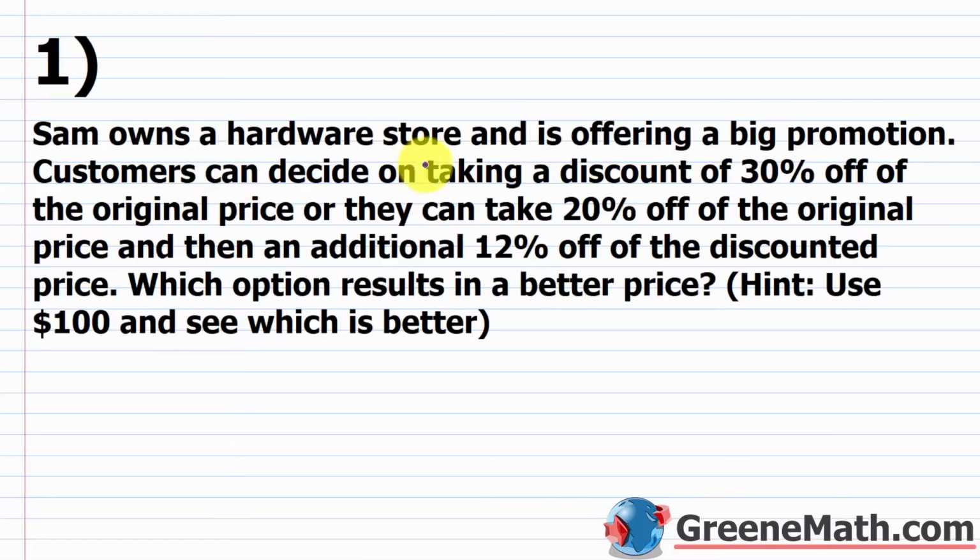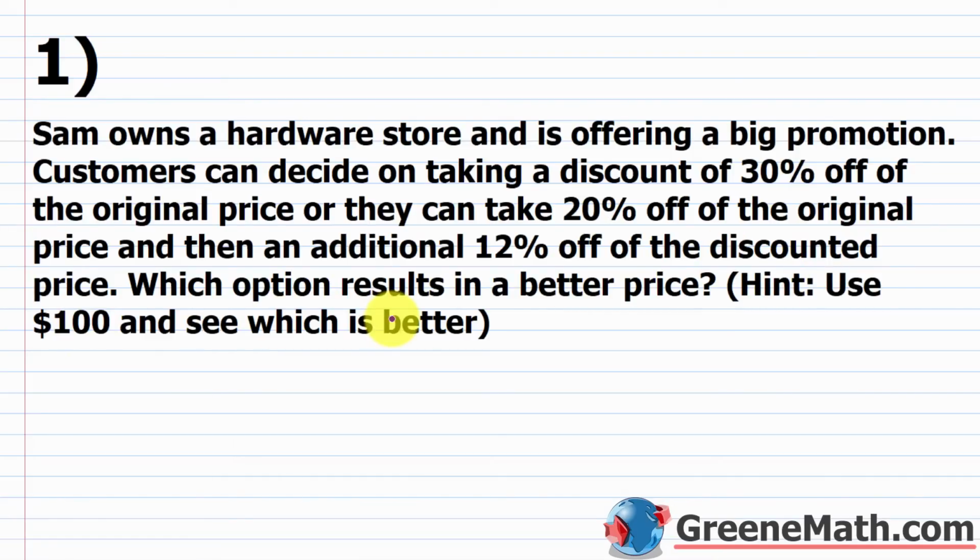Customers can decide on taking a discount of 30% off of the original price, or they can take 20% off of the original price and then an additional 12% off of the discounted price. Now we want to know which option results in a better price. And I have a hint here: use $100 and see which is better.